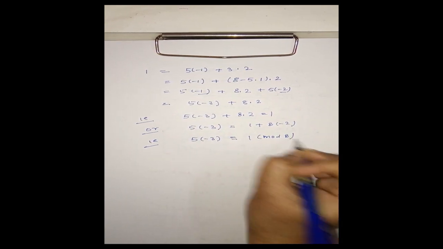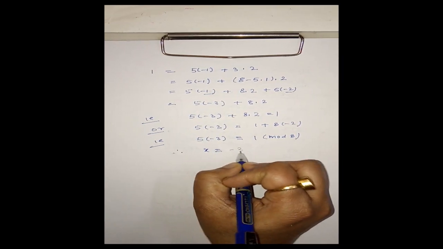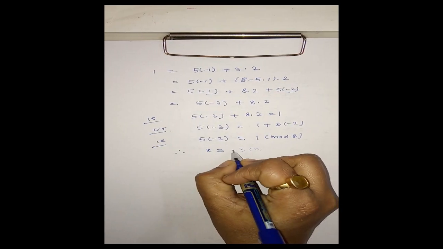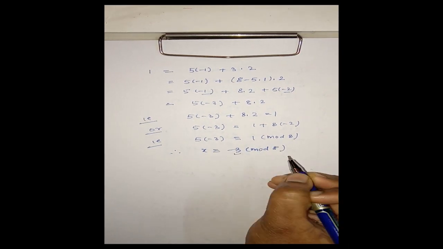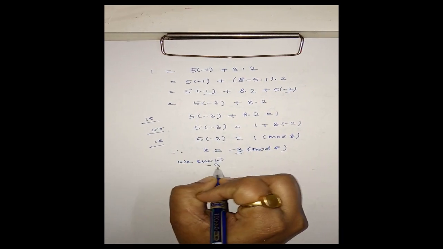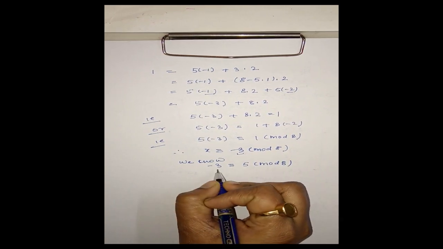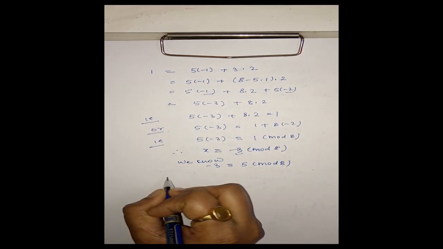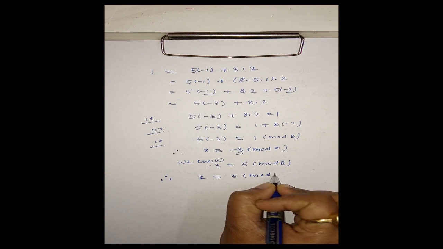I can write like this. Okay, therefore x is congruent to minus 3 modulo 8 is the solution. But we want our answer free from negative sign, and we know minus 3 is congruent to 5 modulo 8, since 8 divides minus 3 minus 5, that is minus 8. Therefore x is congruent to 5 modulo 8 is the answer.